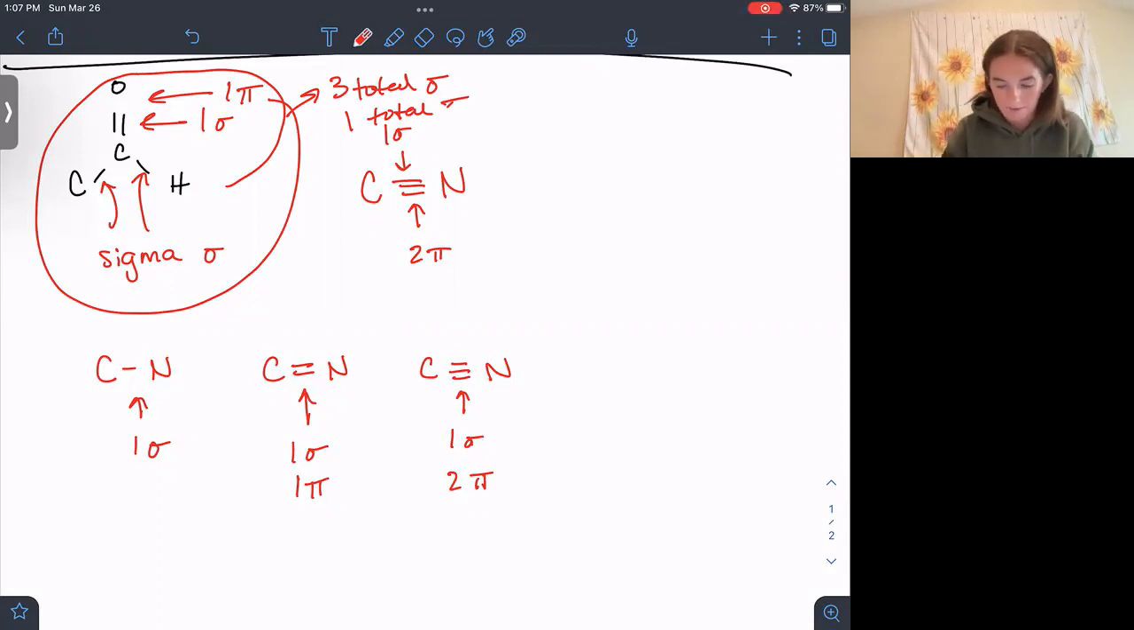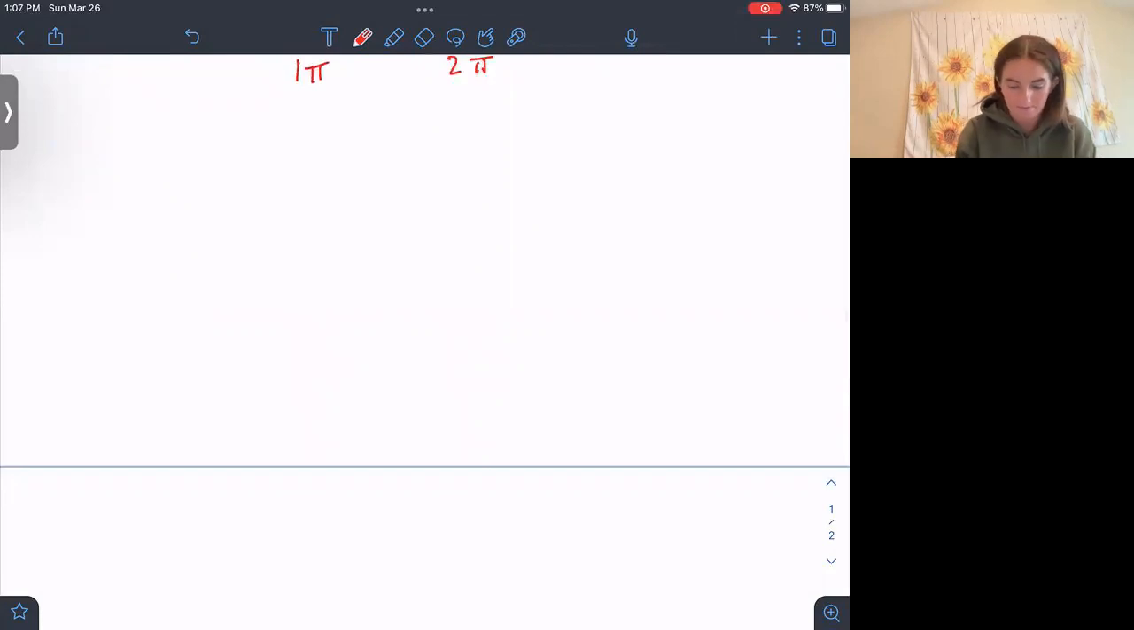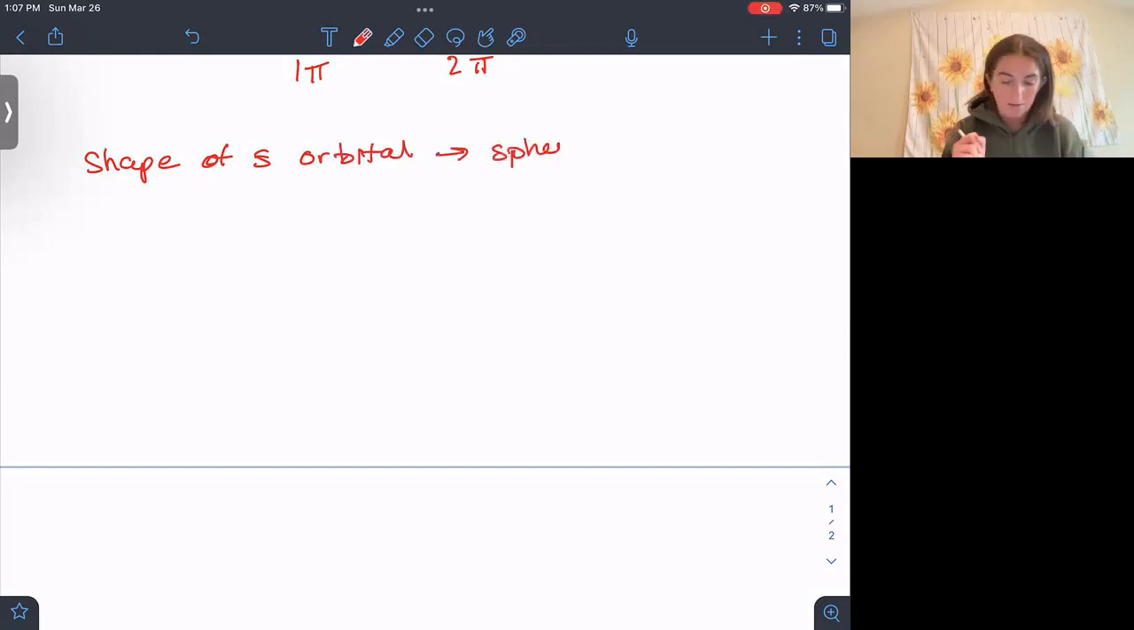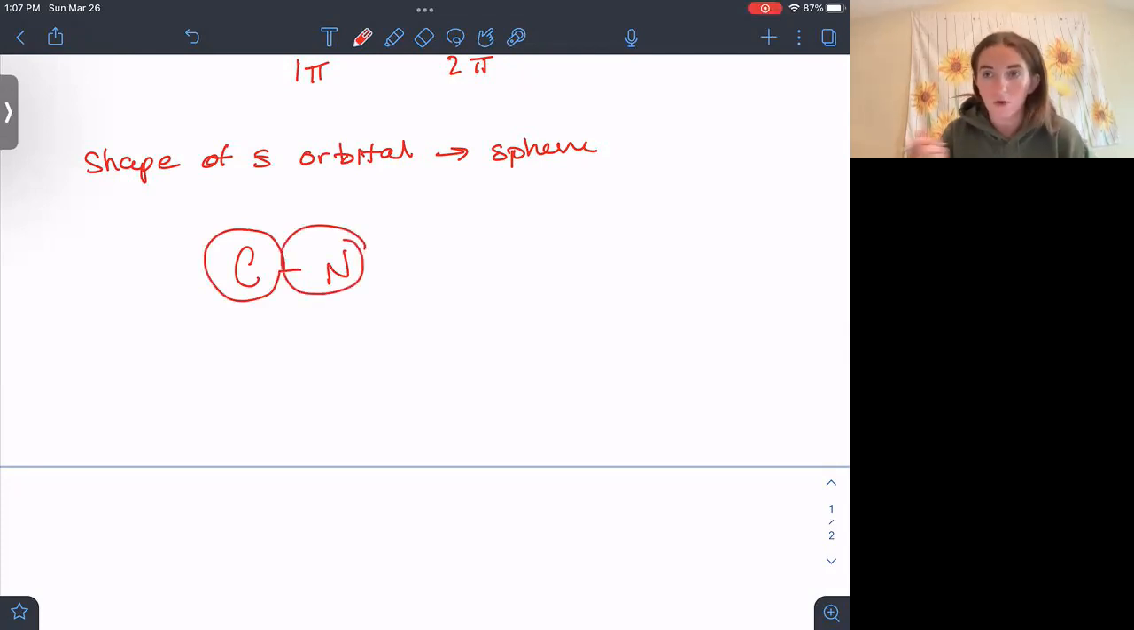So what is the shape of an s orbital? Good. Yep, this one's going to be circular or a sphere. So if you have your carbon and your nitrogen bonded, this sigma bond is that first s orbital overlapping with each other. That's what causes that single bond to form, the overlap of the s orbitals, excuse me. But when we have a double bond, what is the shape of a p orbital?